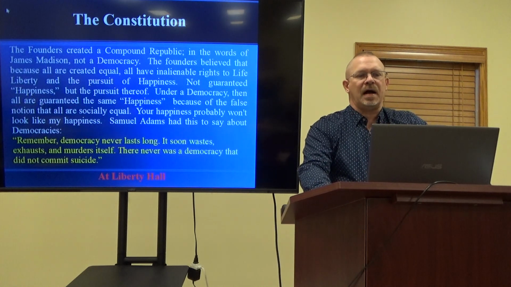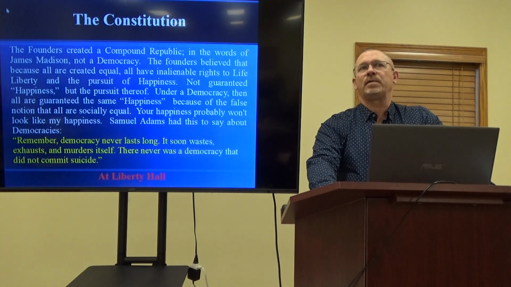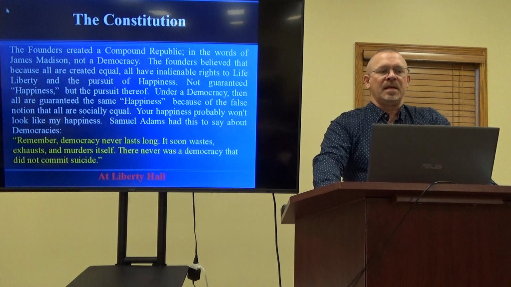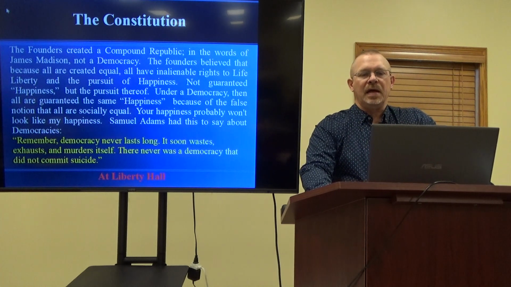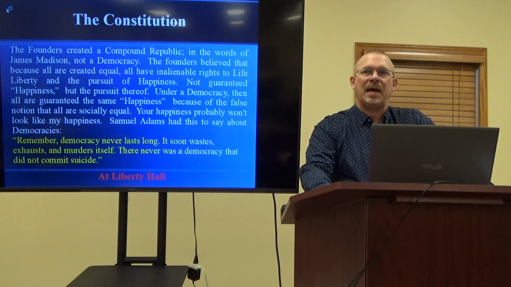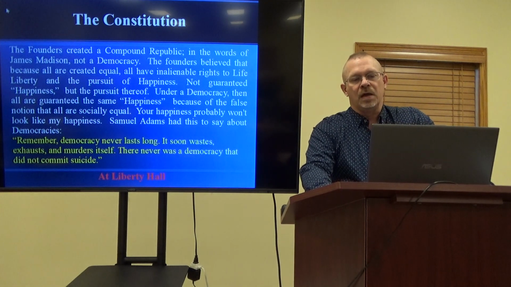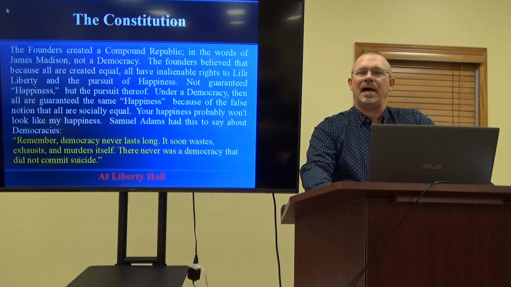The founders created a compound republic. How do we know that? Where's that found? Federalist 51, right? The founders created a compound republic, in the words of James Madison, not a democracy. The founders believed that because all are created equal, all have inalienable rights to life, liberty, and the pursuit of happiness. Not guaranteed happiness, but the pursuit thereof. Under a democracy, all are guaranteed the same happiness, because of the false notion that all are socially equal. Your happiness probably won't look like my happiness.